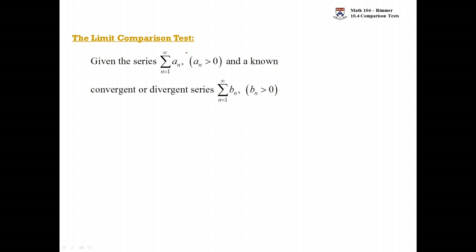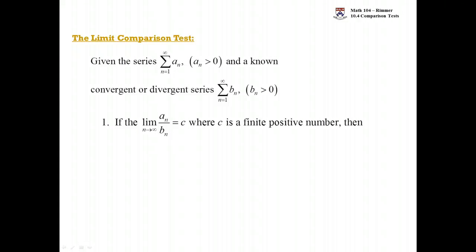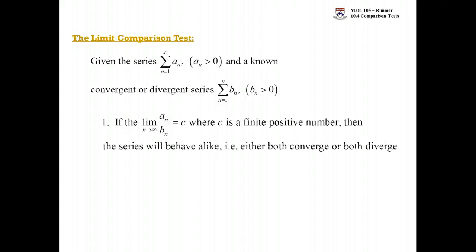Now here's how the test works. When you go to divide the terms of the given series by yours or vice versa, if you end up with a constant finite positive number, then you can conclude simply that the two series will behave alike. So if yours converges, then the given one converges. If yours diverges, then the given one diverges.